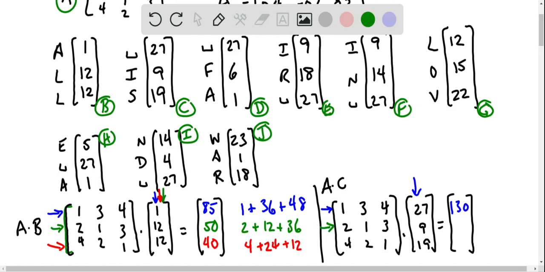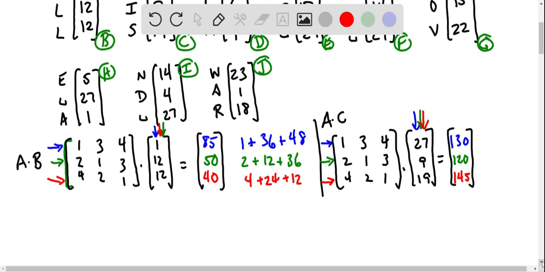Second element will be second row times that column. 2 times 27 plus 1 times 9 plus 3 times 19. That gives me 120. And my third element will be the third row, that first column. 4 times 27 plus 2 times 9 plus 1 times 19. That gives me 145. So that is the second piece of my answer.